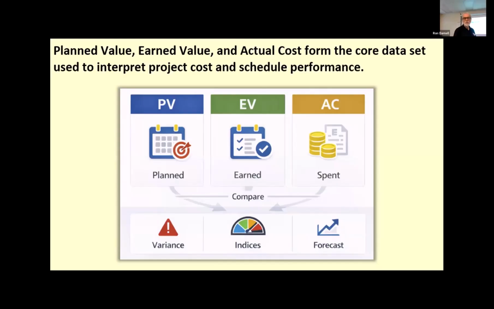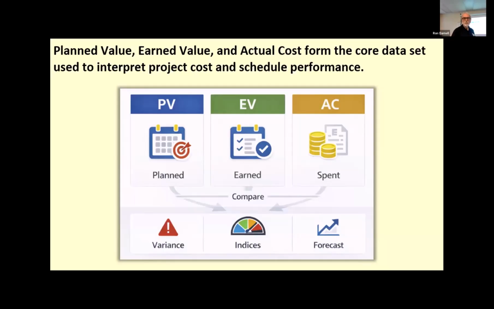Once we understand why earned value provides a more complete performance view, the next step is to define the three core data points that make earned value analysis possible. These are plan value, or PV. It used to be budgeted cost of work scheduled, so you may see those, but it's plan value. Earned value is the budgeted value of work performed, and actual cost has always been actual cost. Together they form a foundation for the variance and index calculations that follow.